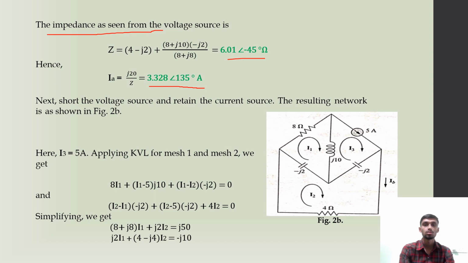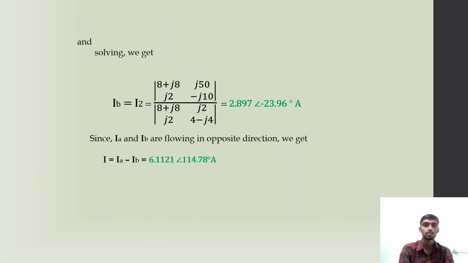Next, I am going to find the current due to the current source of 5 ampere. I am going to apply KVL across mesh 1 and mesh 2, and these are the equations obtained from both meshes. I am going to solve these equations by the method of matrices, and finally I got IB equal to 2.897 angle of minus 23.696 degree ampere.